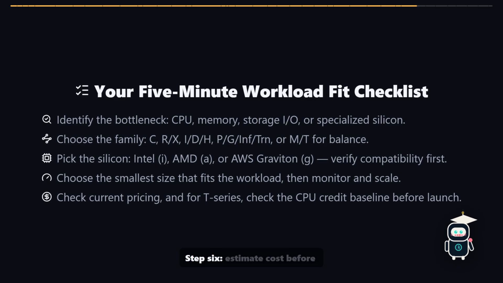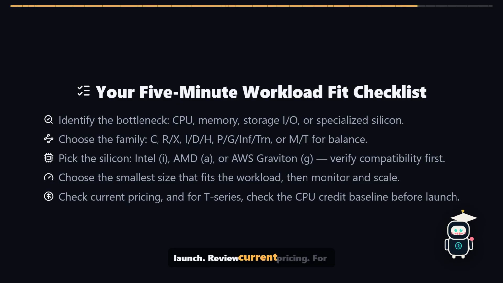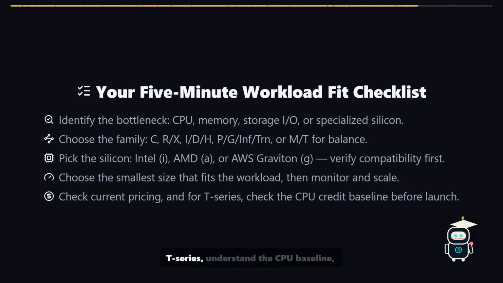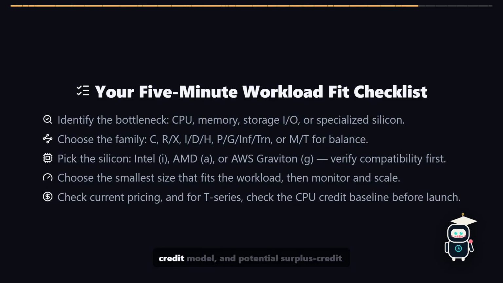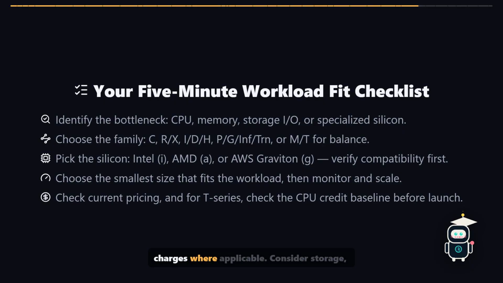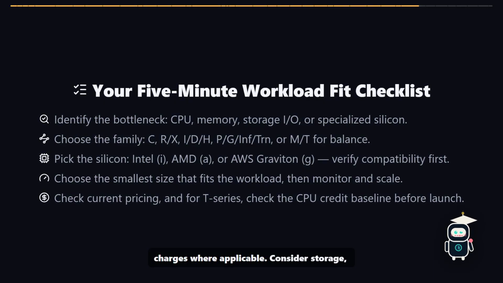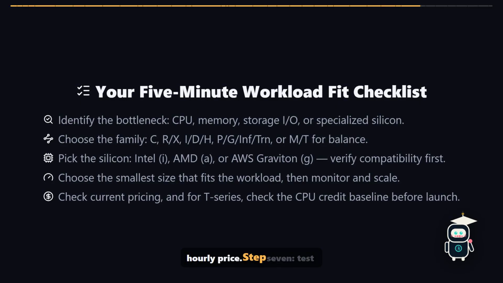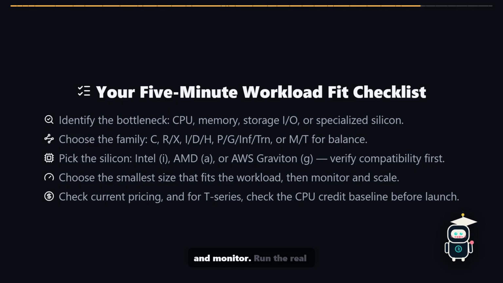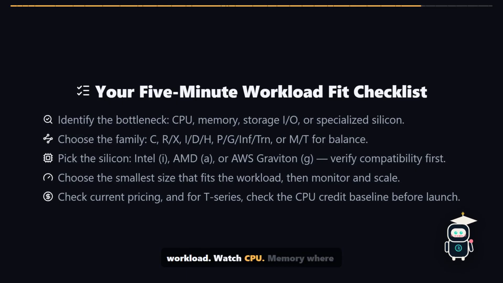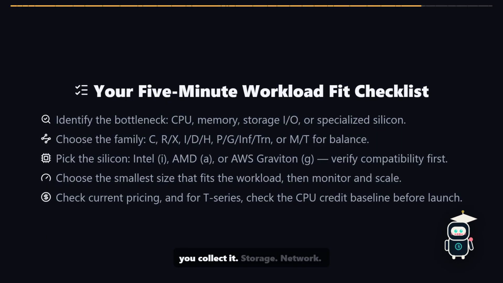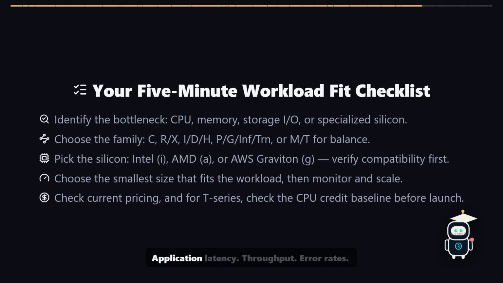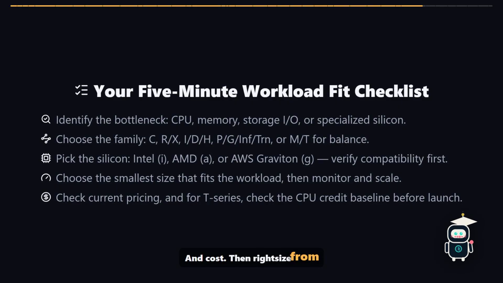Step 6. Estimate cost before launch. Review current pricing. For T-Series, understand the CPU baseline, credit model, and potential surplus credit charges where applicable. Consider storage, networking, public IPv4, accelerators, and other resources, not just the EC2 hourly price. Step 7. Test and monitor. Run the real workload. Watch CPU, memory where you collect it, storage, network, application latency, throughput, error rates, and cost. Then right size from evidence.